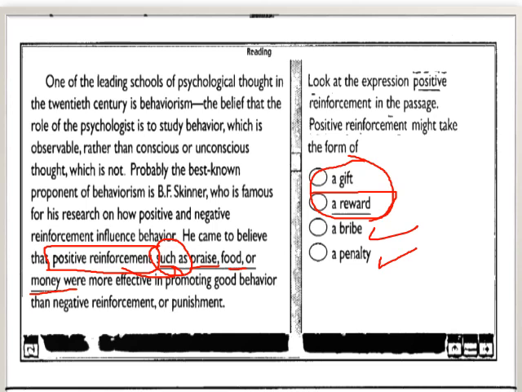Why? Here from the passage we can know that it discusses how to improve the behavior of a person or a child, for example. So in order to improve the child's behavior, we give him something in order to encourage him. So we give him a reward if the behavior is developed and becomes better and better. So we do not give him a gift, because a gift needs an occasion in order to be presented to a person. So here positive reinforcement is a reward.